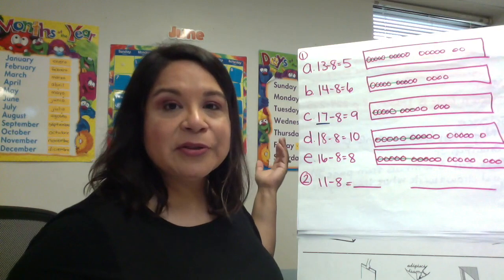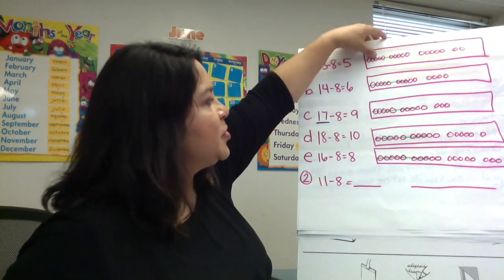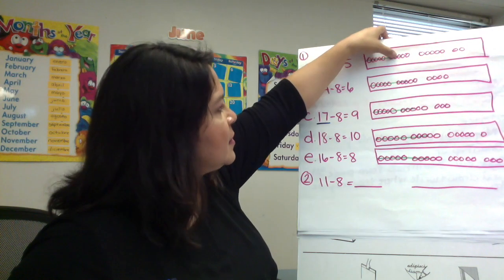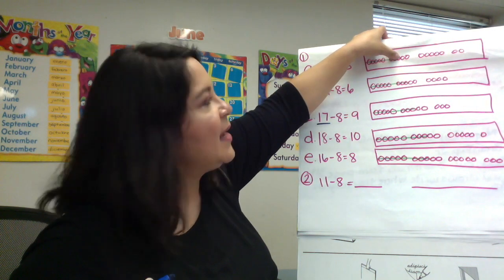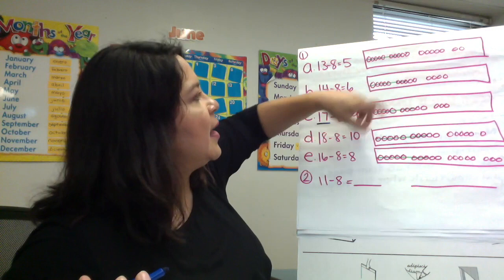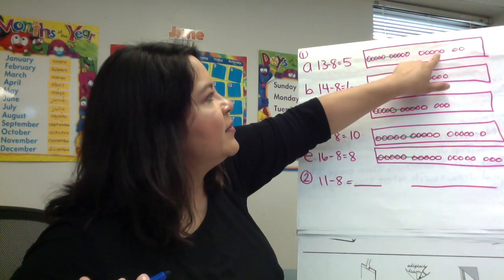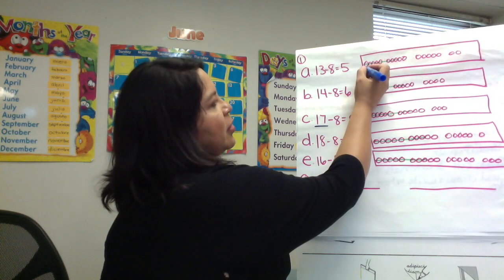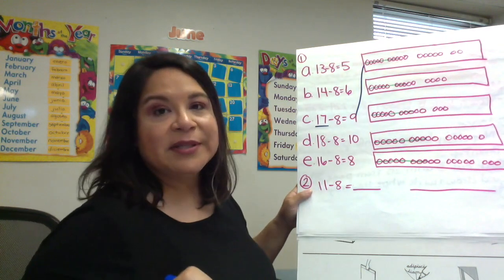Now let's go ahead and check the rest of our picture. Minus 8, 1, 2, 3, 4, 5, 6, 7, 8. And it equals 9. 1, 2, 3, 4, 5, 6, 7, 8, 9. So yes, that is correct. So I'm going to draw a line from there to my number sentence.